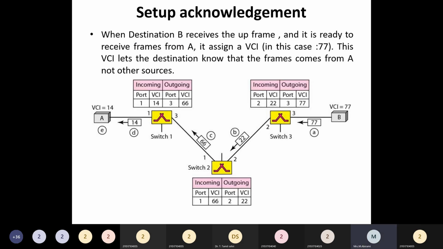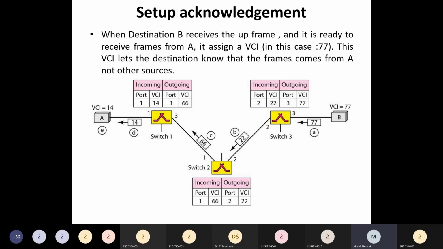So this is the setup acknowledgement. When the destination receives the frames, isn't it? Okay, so in a datagram and a virtual circuit, the data is in the form of packets. So receiver A and then receiver B, when they establish the call, make a request during the data transfer.